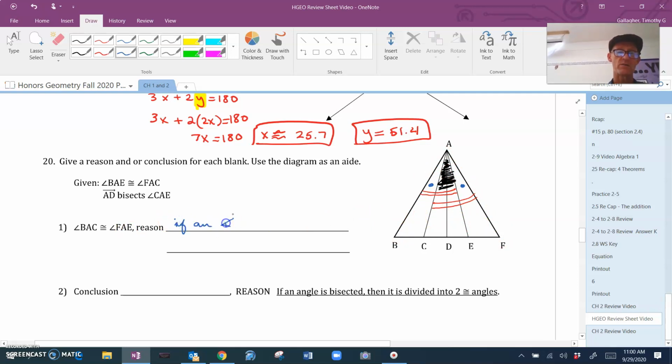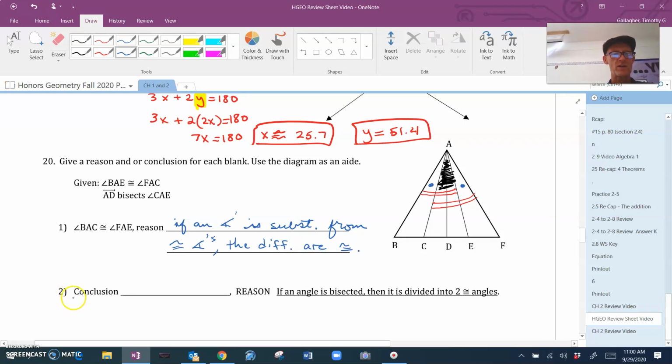an angle is subtracted from, I guess I'll write in regular writing, congruent angles, okay, the differences are congruent.